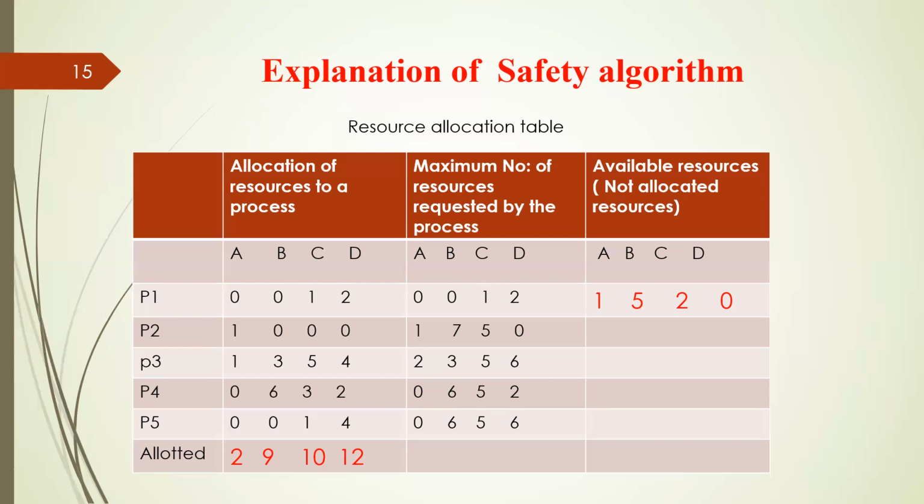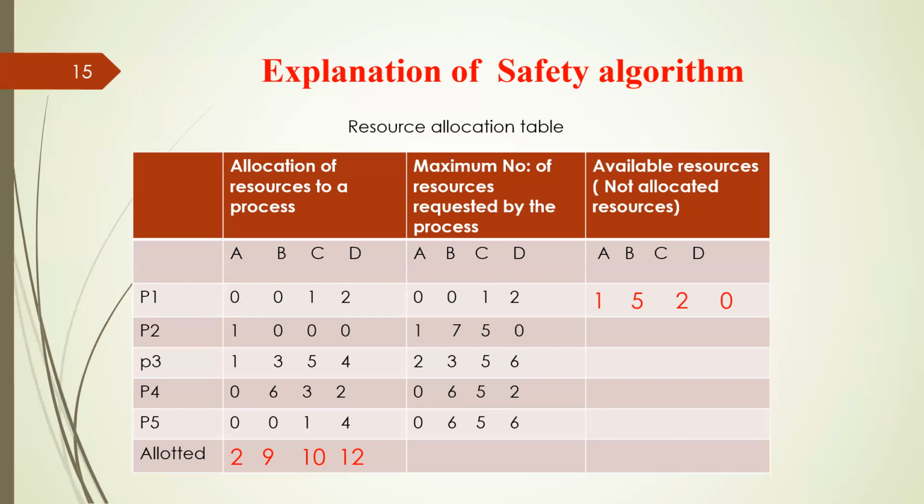And if you take the process P2, the resources allotted to process P2 is 1, 0, 0, 0. And the maximum number of resources requested by process P2 is 1750. And take the process P3. The resources allotted to P3 is 1354, and the maximum requested by process P3 is 2356. Similarly, if you take P4, 0632 and maximum requested is 0652, and take process P5, 0014. Maximum number of resources requested by process P5 is 0656.